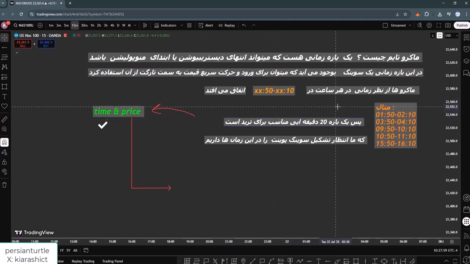So according to its time definition, every hour runs from :50 to :10 of the next hour. For example, you can look at 1:50 to 2:10, 3:50 to 4:10, 9:50 to 10:10. The PM session is 15:50 to 16:10.